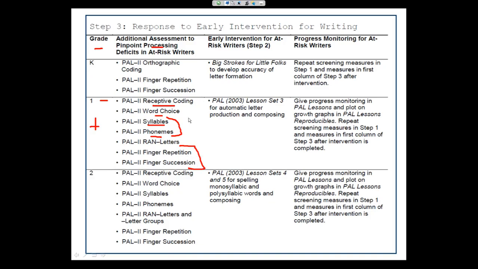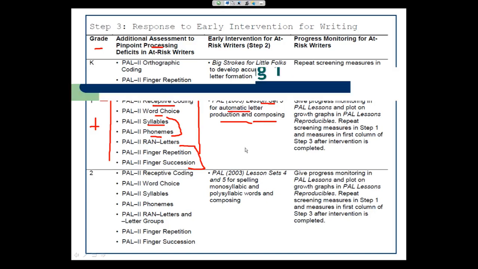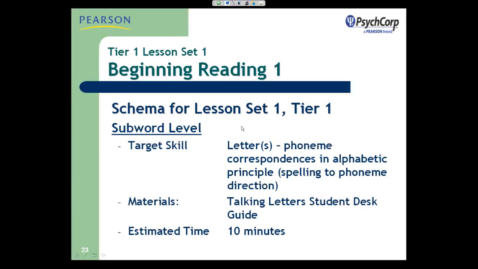And what are you going to do if you identify that a student is struggling because of a weakness in most of these components? Again, you go to the lesson set that's going to teach students to write, and that'll focus on some of these fundamental cognitive processes. So in this case, PAL Lesson Set 3, that focuses on producing letters automatically and using letters in words to write a short story.